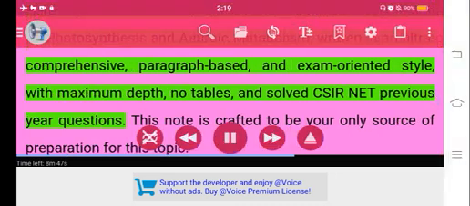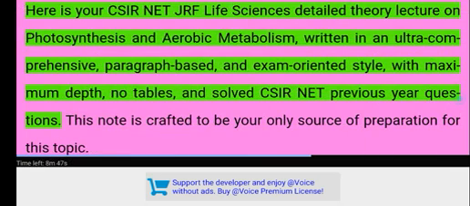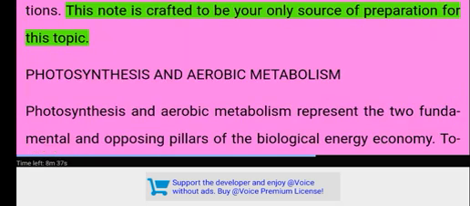Here is your CSIR-NET JRF Life Sciences Detailed Theory lecture on photosynthesis and aerobic metabolism, written in an ultra-comprehensive, paragraph-based, and exam-oriented style, with maximum depth, note tables, and solved CSIR-NET previous year questions. This note is crafted to be your only source of preparation for this topic.